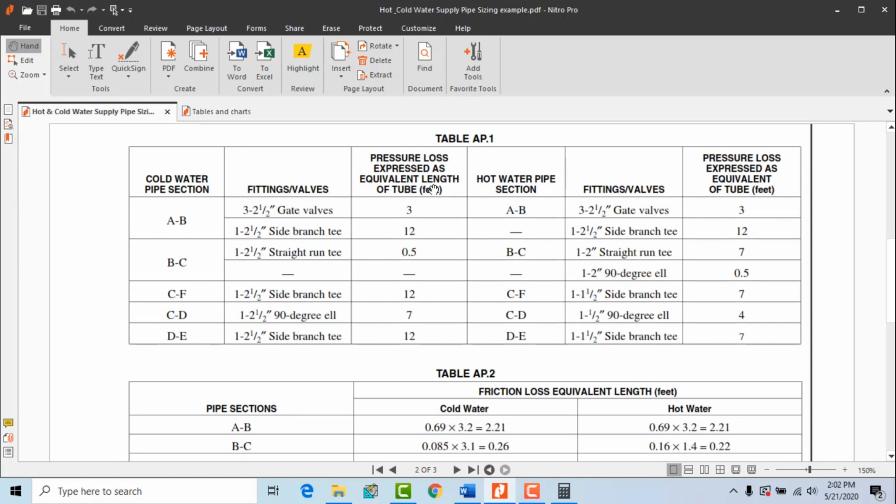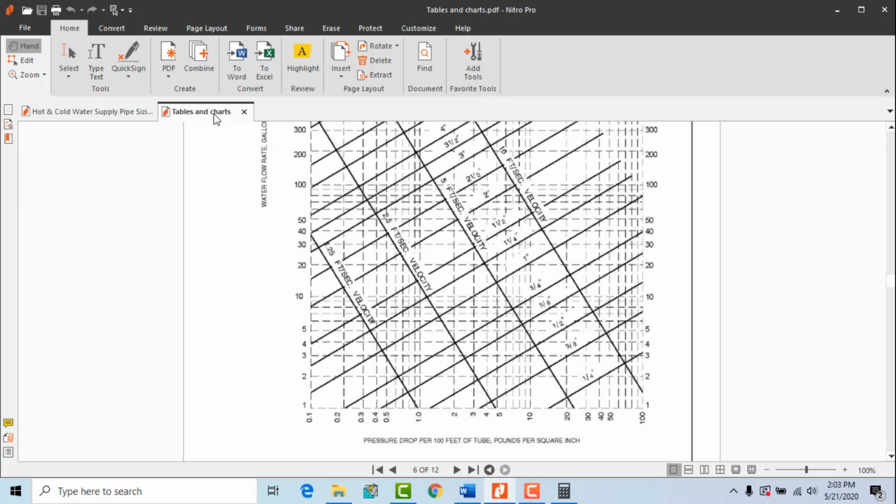Now we have to get the equivalent length in feet for these 2.5 inch gate valves. So move back to our tables and charts. This time I'm going to use the 103.3 table.